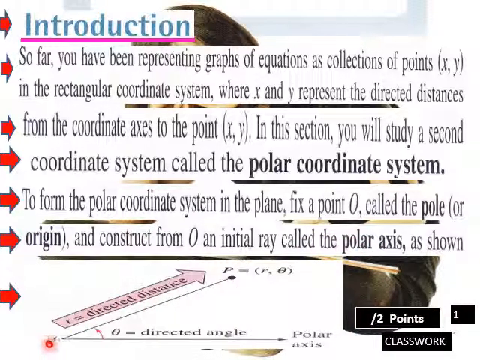So this is our O here. r equals the directed distance here. Theta would be our directed angle, and then here would be the polar axis. So, construct from O an initial ray called the polar axis. So this would be our polar axis here. And then r is our directed distance here.